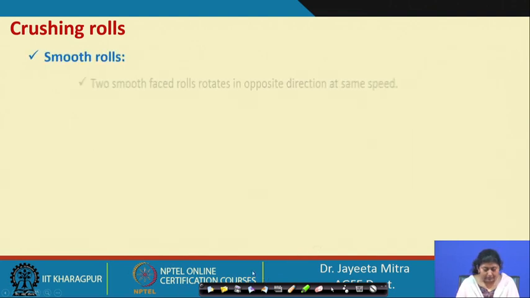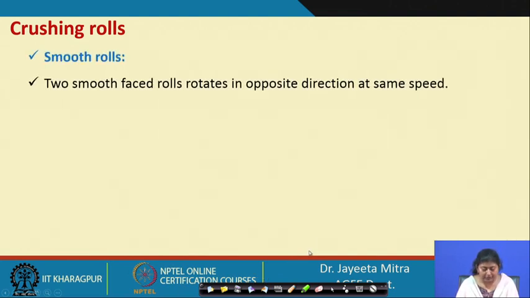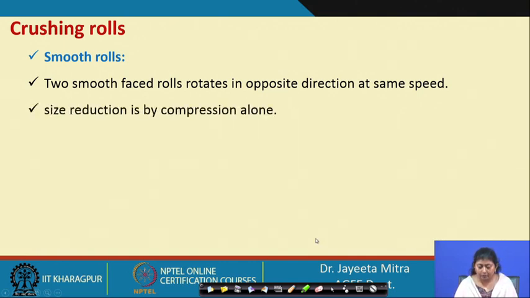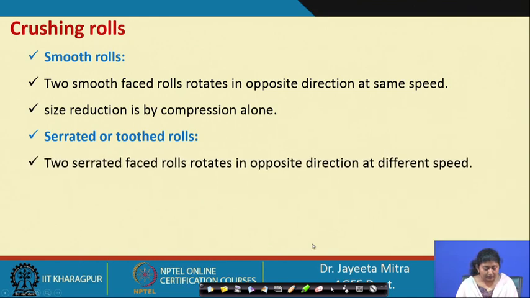Now, moving on to the next equipment, that is crushing roll. So, in crushing roll we can use smooth rolls. Two smooth faced rolls rotate in opposite direction at the same speed and size is reduced by compression alone. There also can be serrated or tooth rolls. So, two serrated faced rolls rotate in opposite direction at different speed.